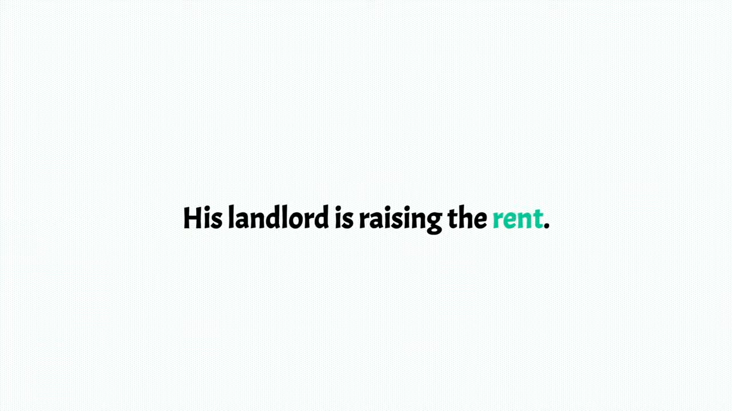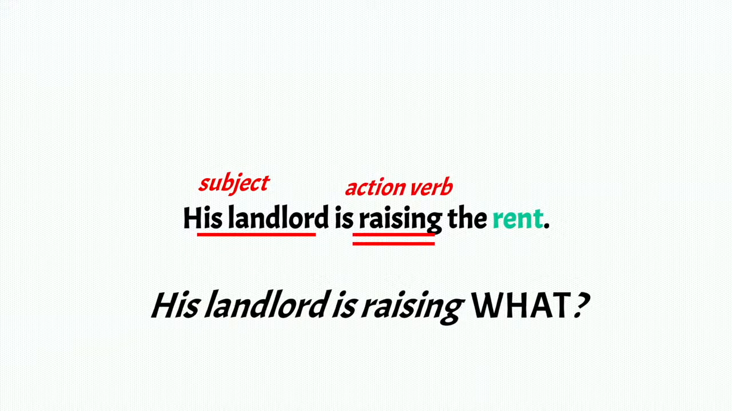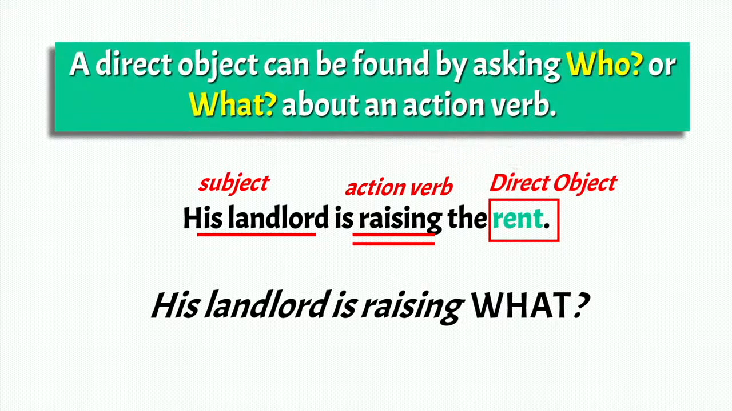Another example. His landlord is raising the rent. His landlord is the subject. The action verb is raising. His landlord is raising what? The rent. So that's your direct object. Again, a direct object can be found by asking who or what about an action verb.